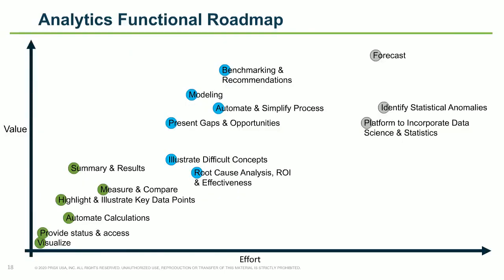And so, as we start to wind down, this is where we are in our journey and what we're trying to get our customers to. We start from the bottom left. We start with giving you that overall visibility of your spend, putting that all together, having the access and having the visibility and control. And of course, we're going to automate the calculations, highlight and illustrate important data points, measure and compare everything, and provide the summary and the results of all of that so that it's easy to use, easy to comprehend, very, very important.